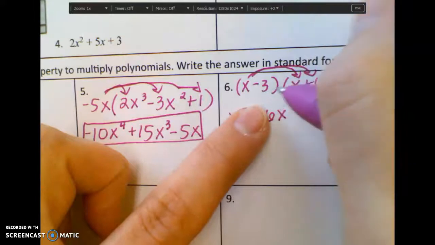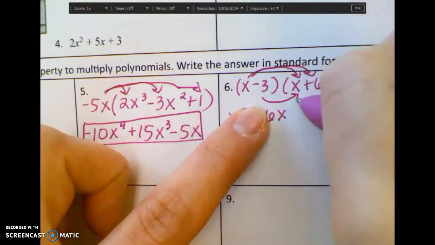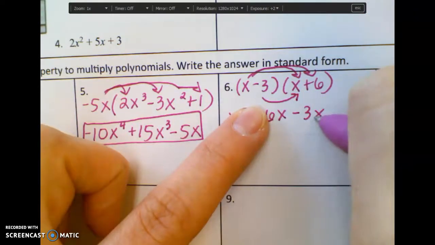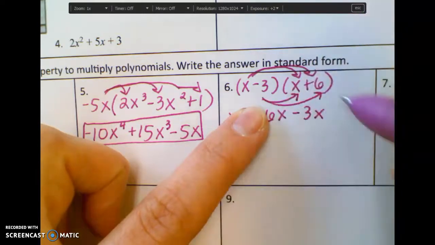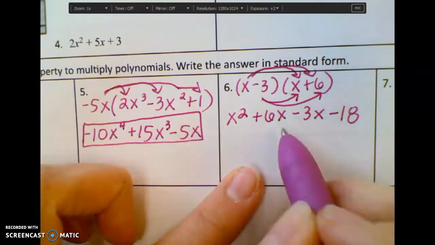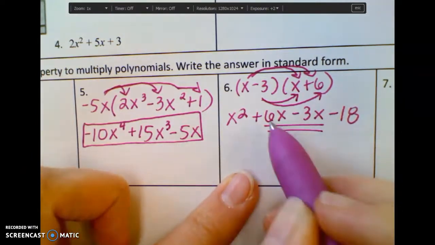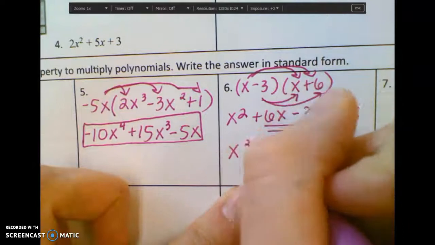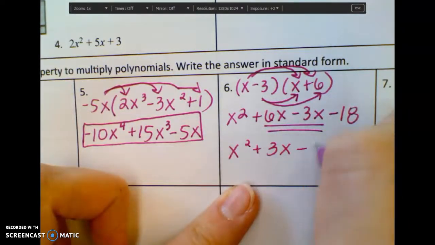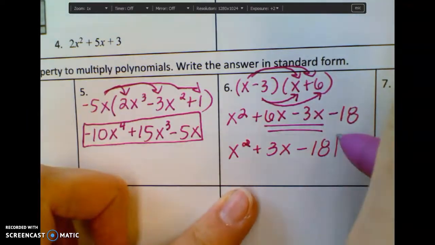Well, now we have to distribute the negative 3. So negative 3 times x gives me a negative 3x, and negative 3 times 6 gives me a negative 18. We're almost finished. We need to combine our like terms. 6x minus 3x is going to give us a positive 3x. So now our answer is x squared plus 3x minus 18.